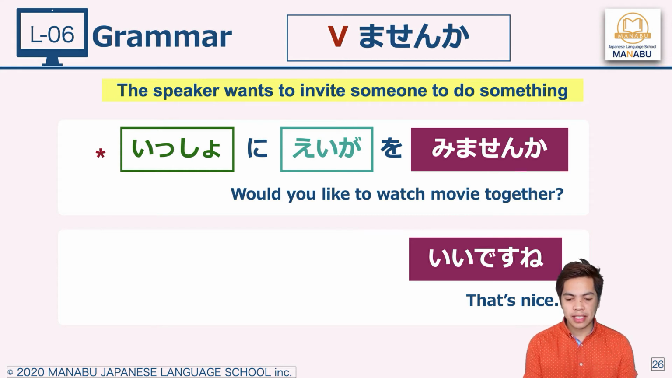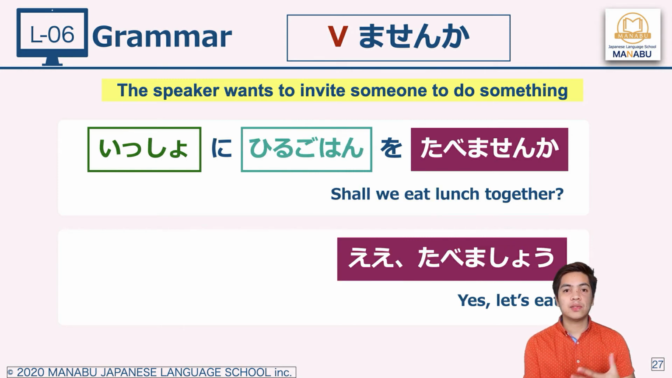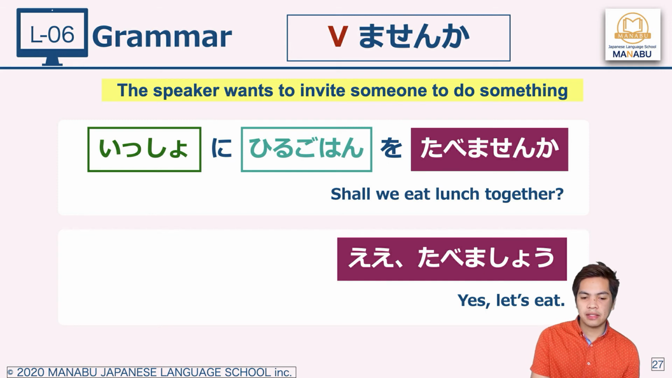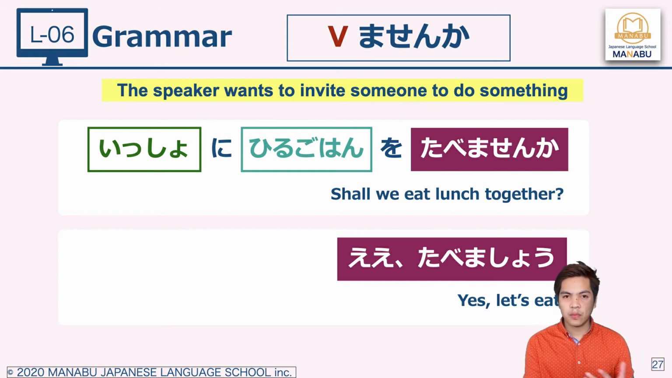In this example, he replied, "Ii desu ne," or "That's nice." So you can use the pattern verb masen ka. Almost all verbs, if you want to invite someone to do something. So in this example you are inviting someone to eat lunch together. So issho ni, again, the word issho ni is together. Hirugohan o tabemasen ka? Would you like or shall we eat lunch together? Would you like to eat lunch with me?